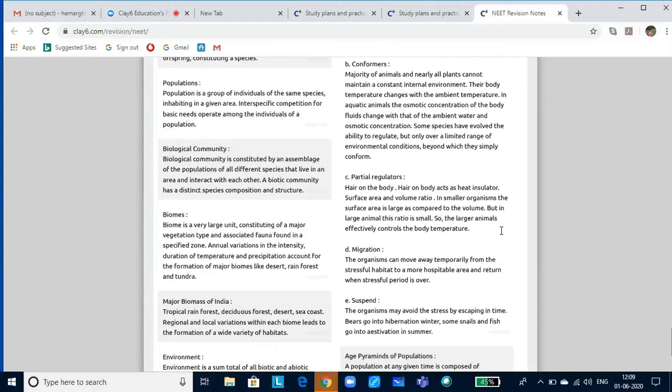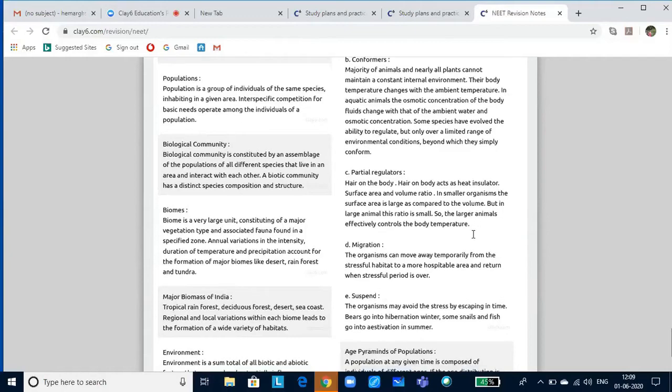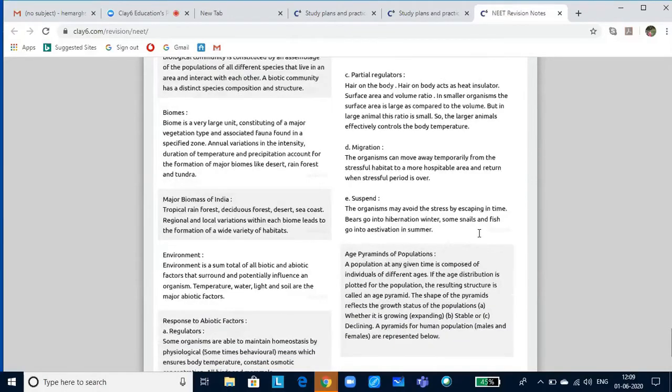Now, migration. Organisms can move away temporarily from a stressful habitat to a more hospitable area and return when the stressful period is over, and this is what we call migration. You might have seen migratory birds visiting India during the summer and winter seasons, because the place where they live would have become very hostile for them. So they take up this migration, and India is a better spot for them. They come here, breed, and then get back to their original place.